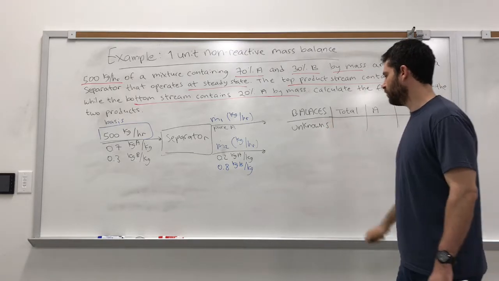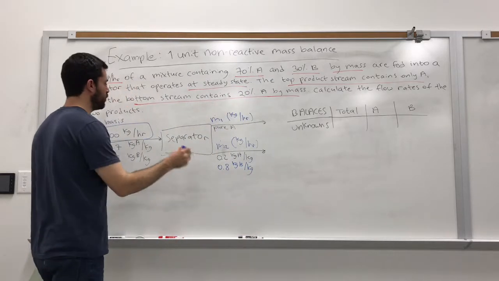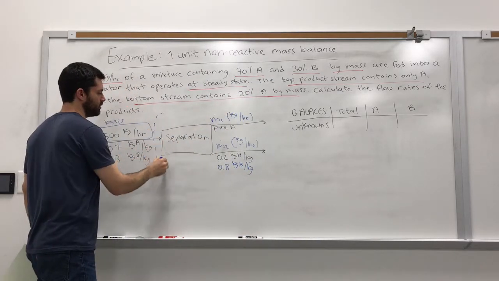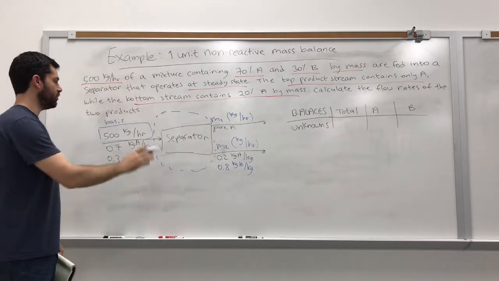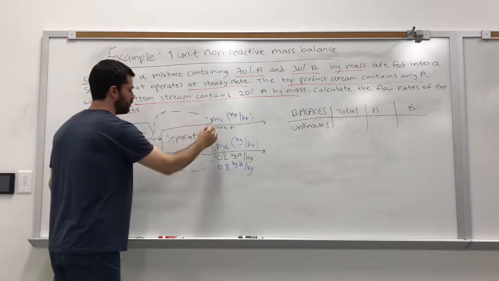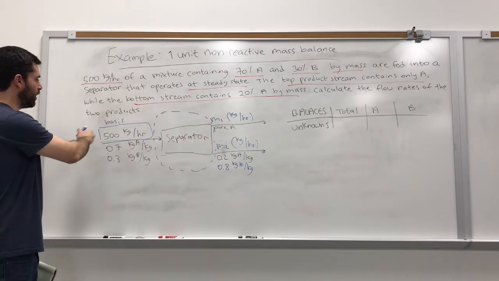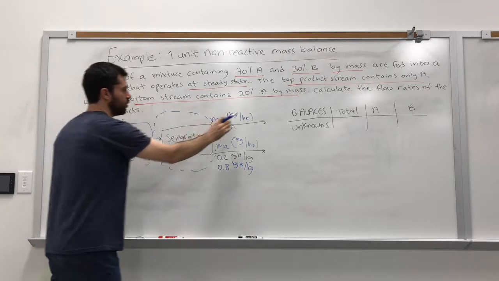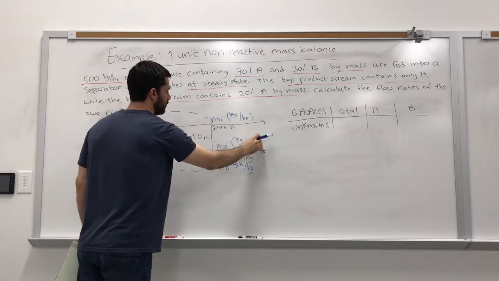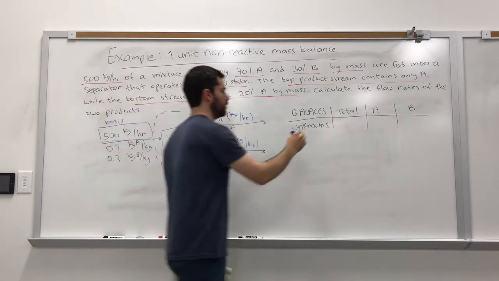Now we want to find out what the unknowns are. So first of all, we circle our system. In this case, the whole separator is our system. And when we look for the unknowns, we look at the flows going in and the flows going out, right? So in the feed flow, everything is known in the total balance, right? 500 kilograms per hour. For the total balance, we're only going to be looking at the flows here. So M1 and M2 are unknowns, right?